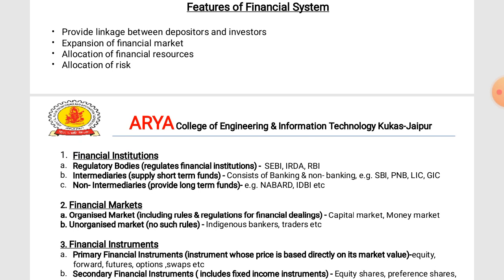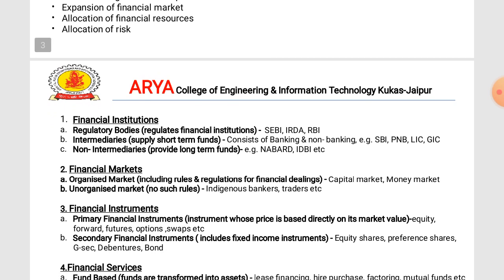The regulatory bodies generally regulate the financial institutions. That is SEBI, Securities and Exchange Board of India, which governs the stock market. IRDA, that is Insurance Regulatory and Development Authority, governs the insurance industries. And the third one is RBI, the Reserve Bank of India, the central bank of India, which governs the overall banking industries. Now coming to the next, intermediaries.